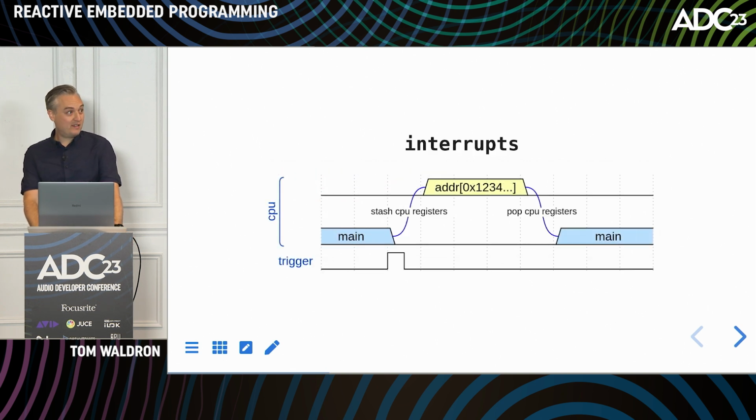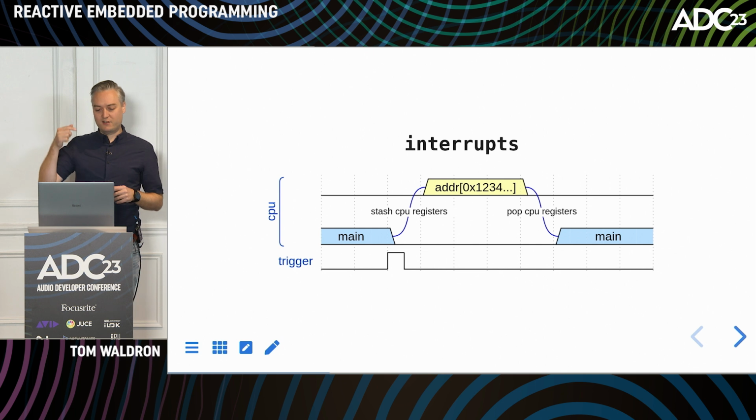An interrupt looks something like this. We'll get a trigger of some kind, and then the CPU will pause whatever it's doing, stash its working registers, execute whatever is at this memory address, and then go back to whatever it was doing when you return.